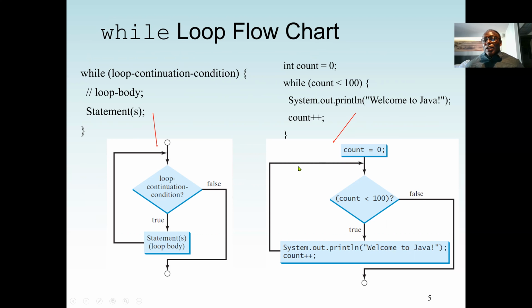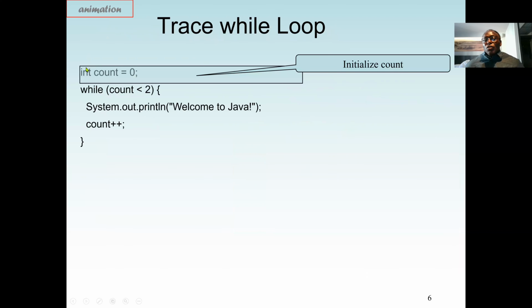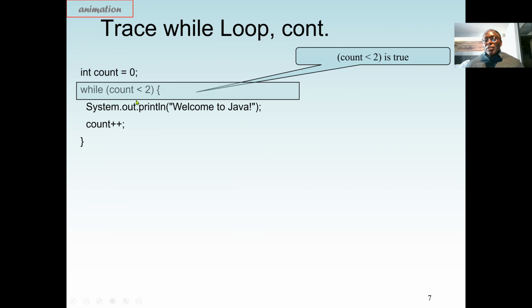So now let's look at the tracing here. First thing we do, we initialize our count variable to 0. We can also initialize it to 1. It depends. Now, if I want to execute a statement 5 times and I start the count from 1, then I have to end at 5. But when I start the count from 0, then I'll end at 4. So here we have 0. Now we have a condition here. Say while the count is less than 2, we should print welcome to Java.